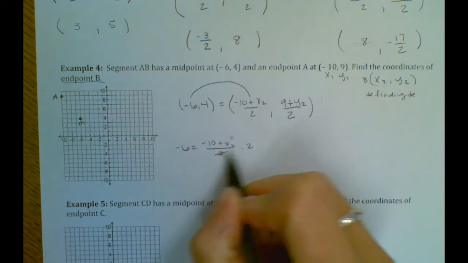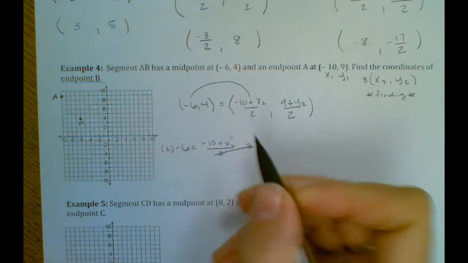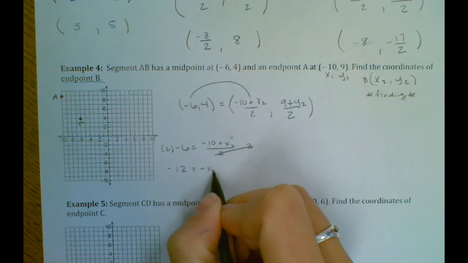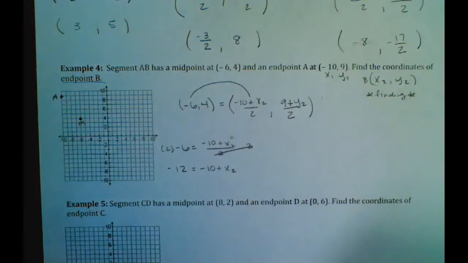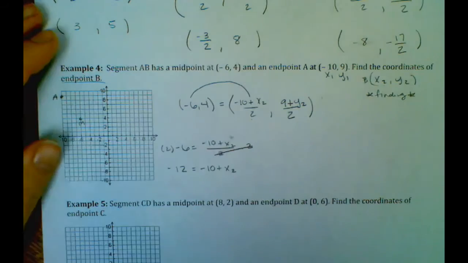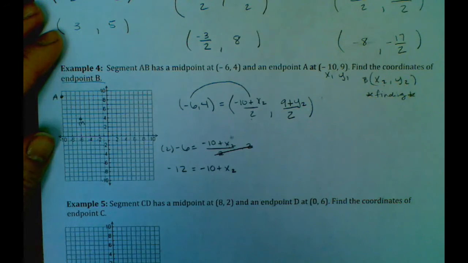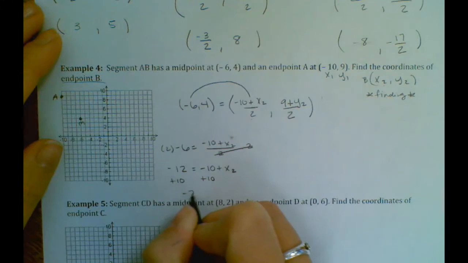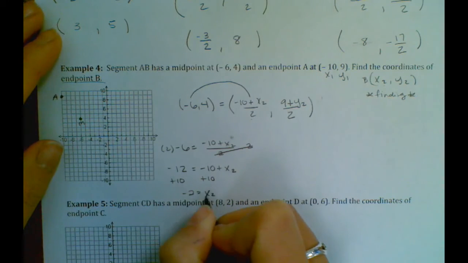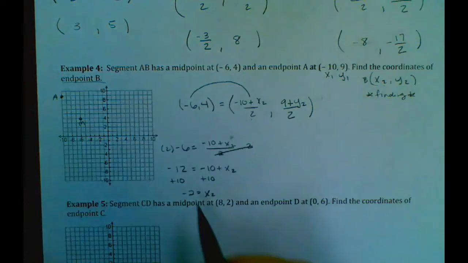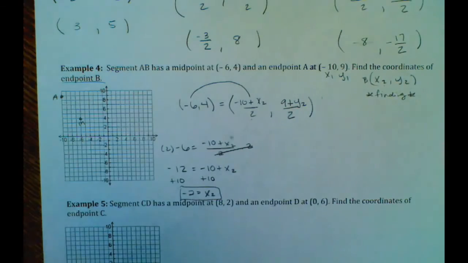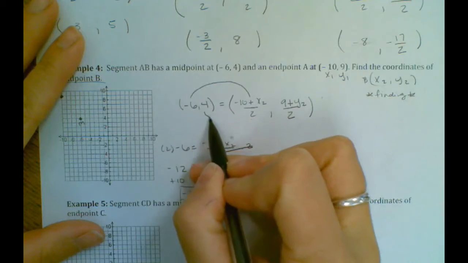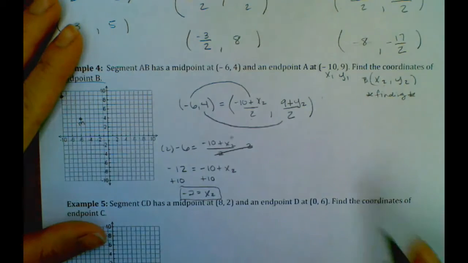We'll multiply both sides by 2. So we get negative 12 when we multiply, equals negative 10 plus x2. Then I'll add 10 to the other side. So x2 is negative 2.